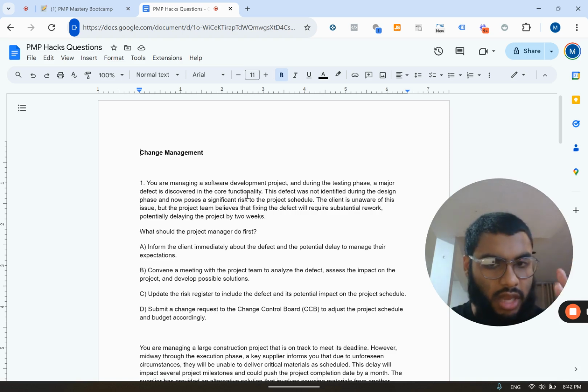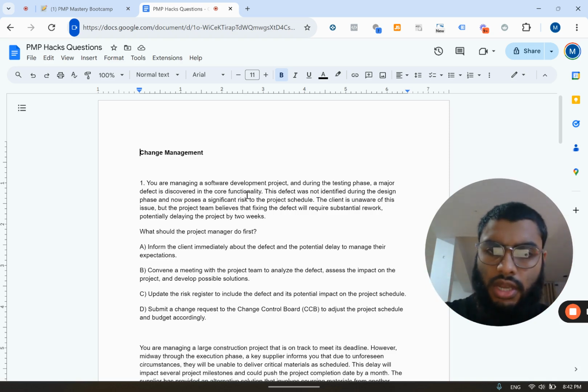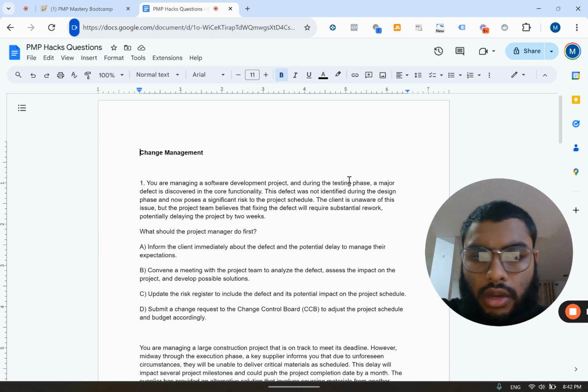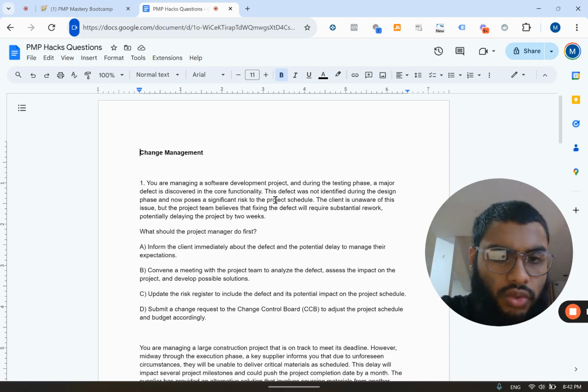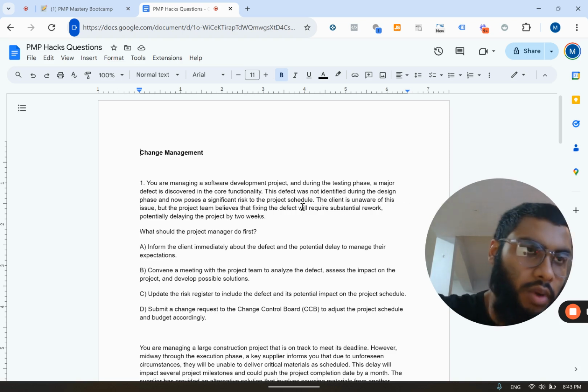Now, forget about what the project manager should do first. What should you do as a test taker? You should read the question with purpose, so identify the problem statement. That's our first step: identify what the actual problem is. I don't care that we're dealing with a software development project. I don't care that we're at the testing phase, necessarily. I don't care that it's a core functionality. All I need to understand is that there's a defect that's going to pose a significant risk to the project schedule. The client is unaware of this, and the team believes that working on this defect is going to require substantial rework, delaying the project by 2 weeks.